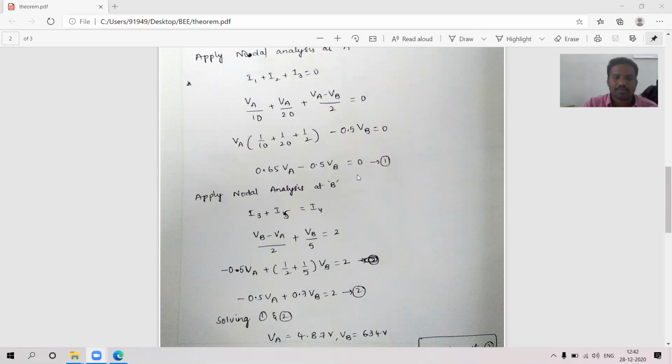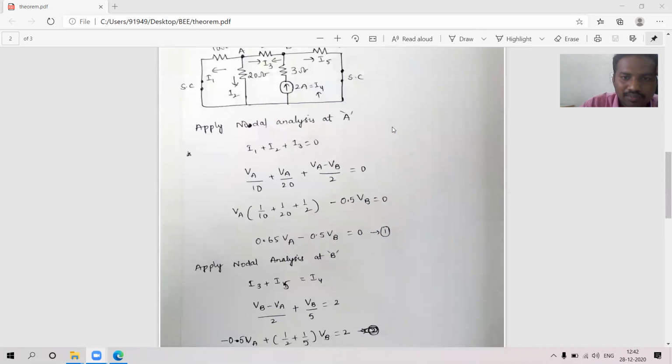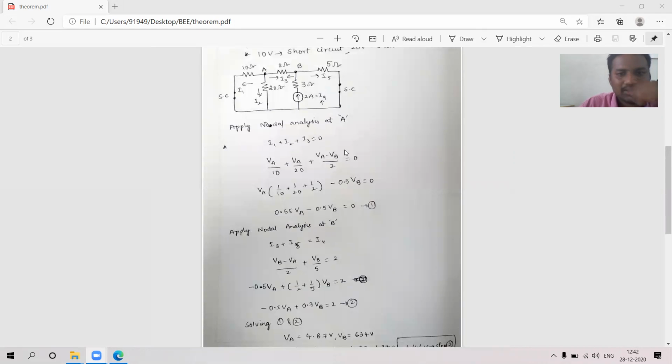Similarly, the node 2 equation can be applied at node B. Just see here at this node B, one current source is there. If a current source is there, don't disturb the direction; the direction will be towards the node itself. That is 2 amps, which I indicated with I4, and the remaining I3 is there. Previously I had taken I3 in this direction, now I am considering I3 from B to A. I3 and I5 are leaving currents and I4 is the entering current. The sum of currents entering the node is the sum of currents leaving the node, that is I3 plus I5 is equal to I4. So I3 is VB minus VA by 2, plus VB by 5 is equal to 2.